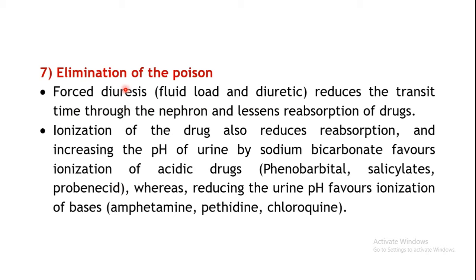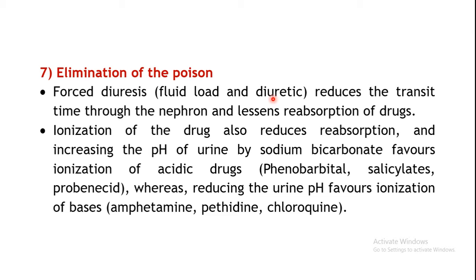Then the next consideration is elimination of the poison. If the poison has reached your systemic circulation, you can hasten the removal of that poison from the body. Now, in most of the substances which enter your systemic circulation, they are removed out of the body mainly through the urine. So what you can do is increase the urine output. And in certain cases, to remove the unabsorbed drug, evacuation of the bowels may also be done. But the best measure is to induce forced diuresis, that is by administering a lot of fluids or by administering a diuretic.